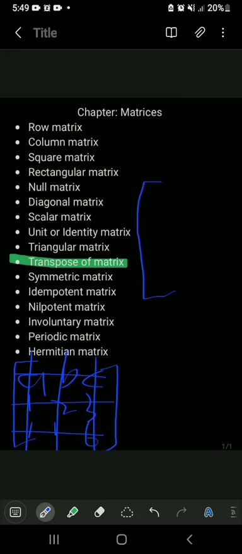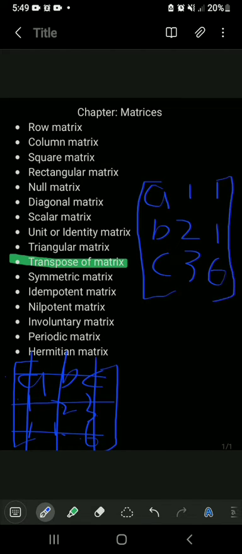Change rows into columns. First row is ABC, make it column A, B, C. Second row is 1, 2, 3, make the column 1, 2, 3. Third row is 1, 1, 6, make the column 1, 1, 6. This is called the transpose of a matrix.